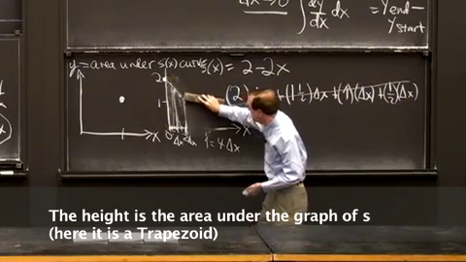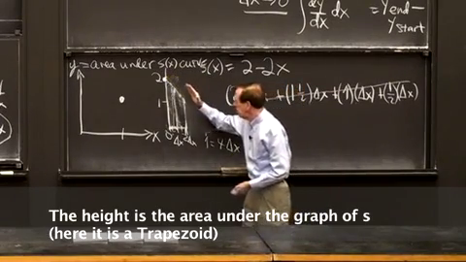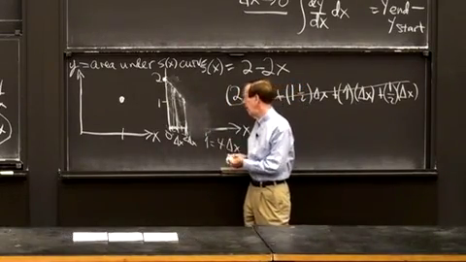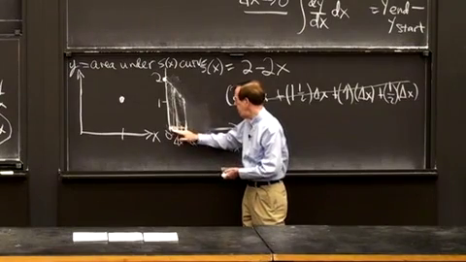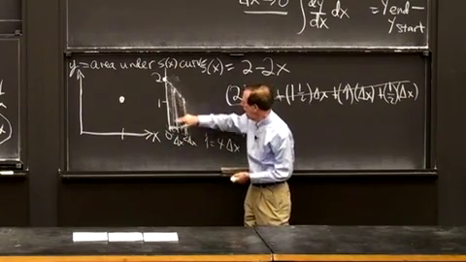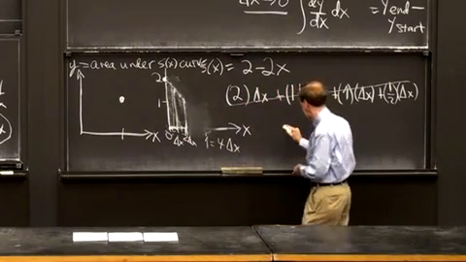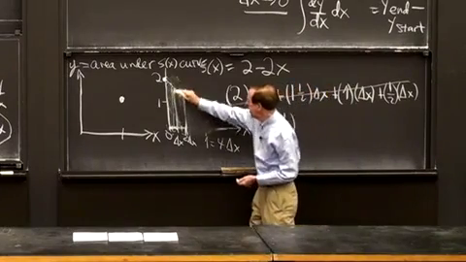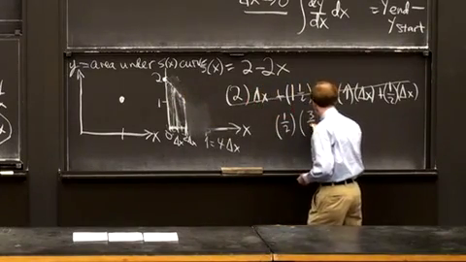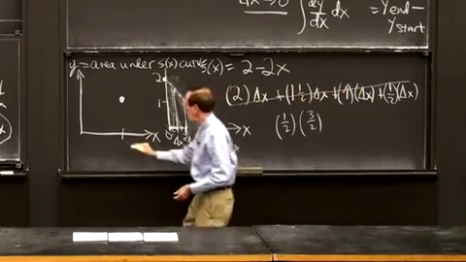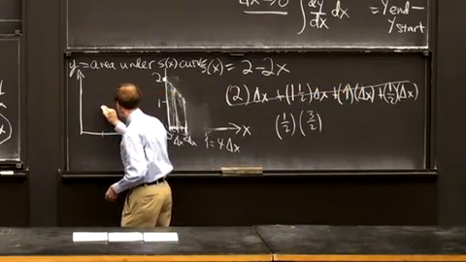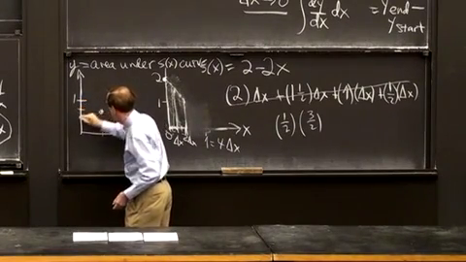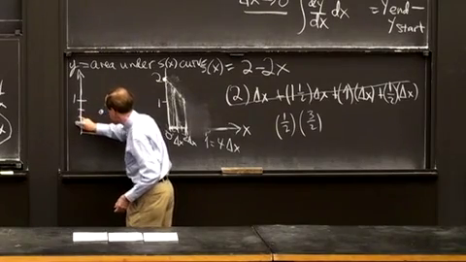As delta x goes to 0, I'm going to get the correct area, which will be what? Let's see, I have a half as the base, and the average height is about 1.5. Can I do that little calculation? The base is 1/2, and the average height is 1.5. I think I get 3/4. So halfway along, it's got up to 3/4. Where is 3/4? So this is 1, this is 3/4, this is 1/2, this is 1/4.